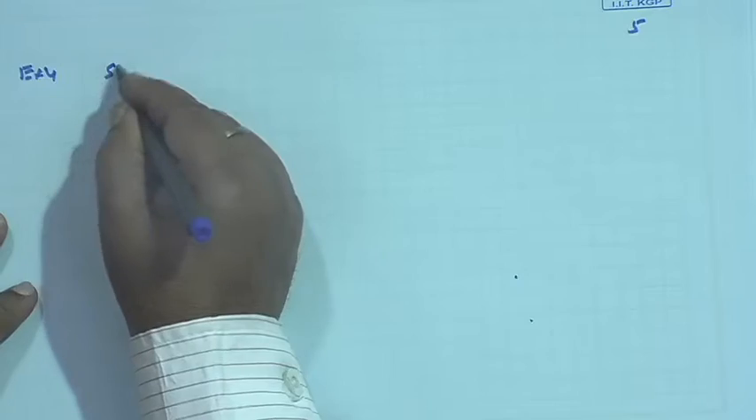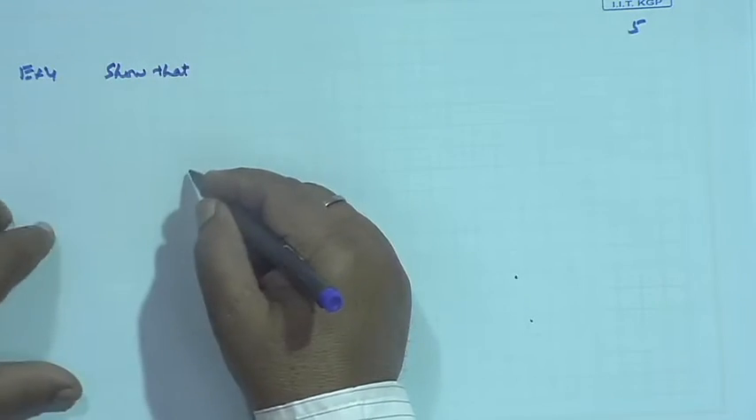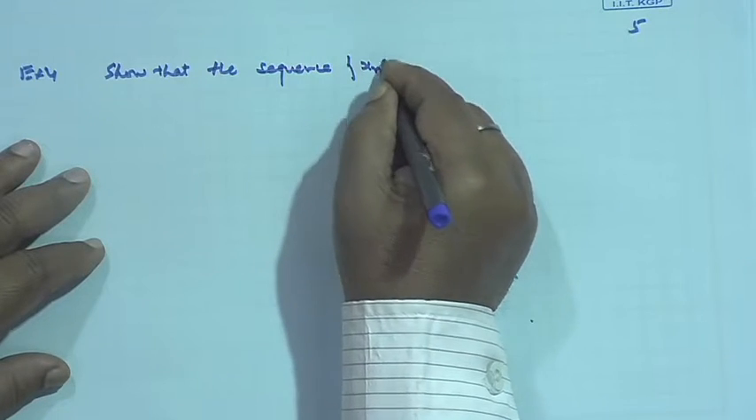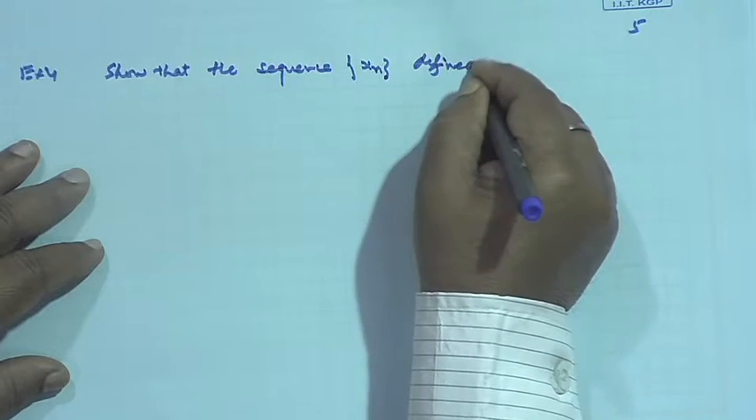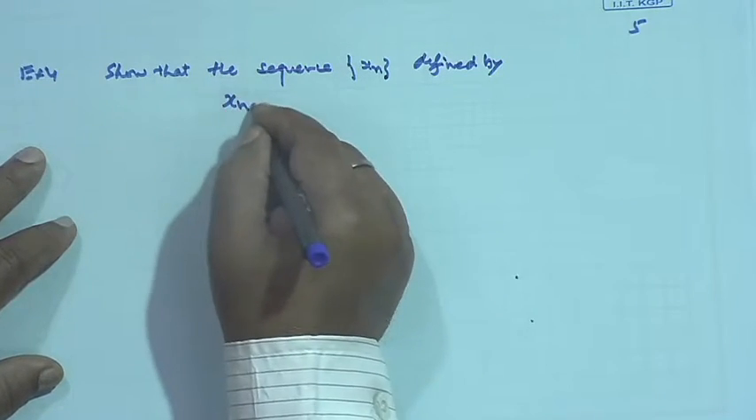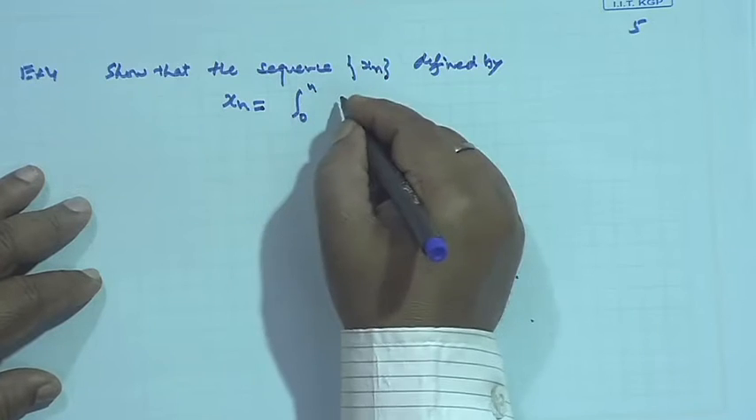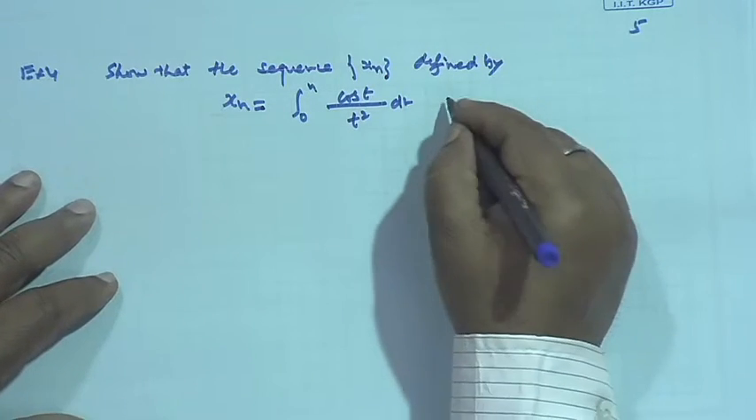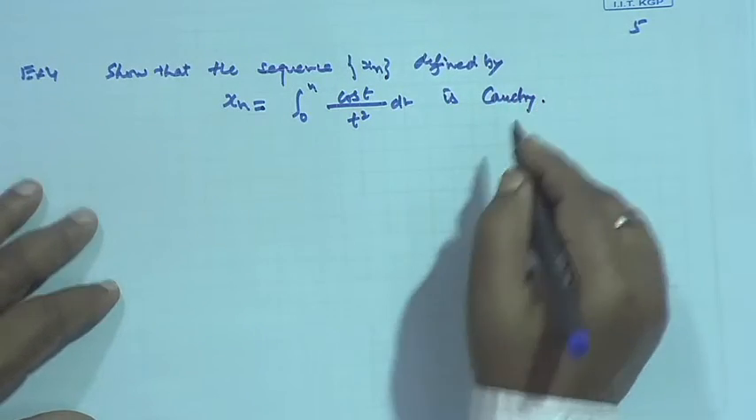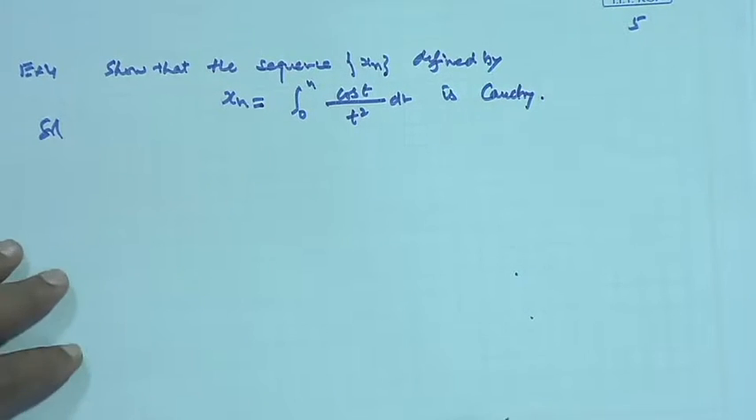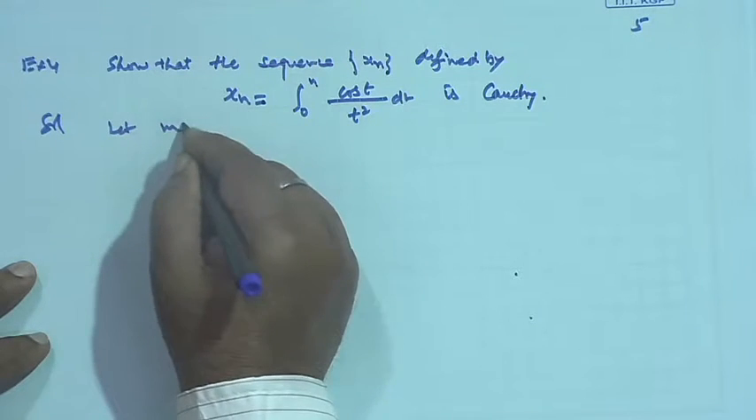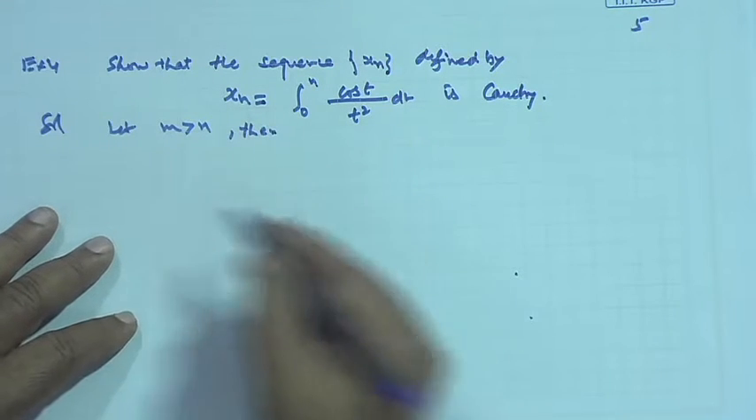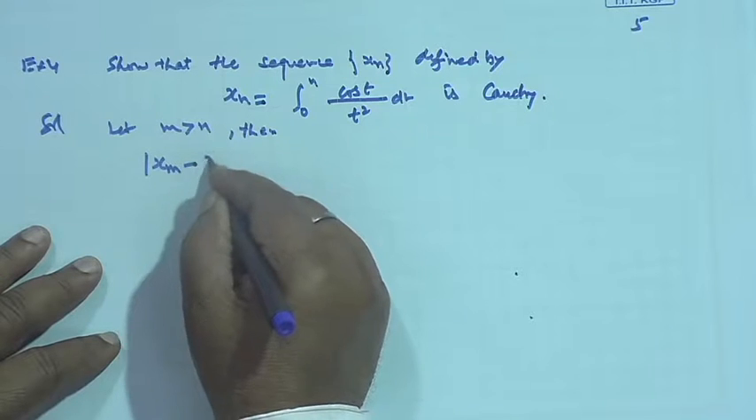Next is, so that the sequence x n defined by x n is equal to integral 0 to n of cos t divided by t square dt is Cauchy. So, let us suppose m is greater than n. Suppose m is greater than n, then mod of x m minus x n.